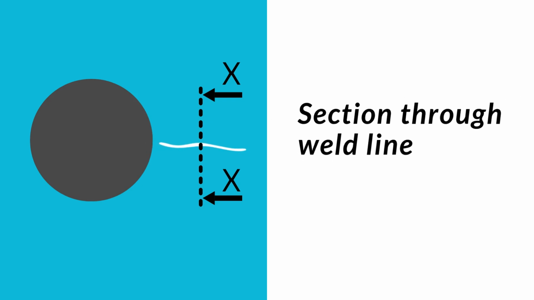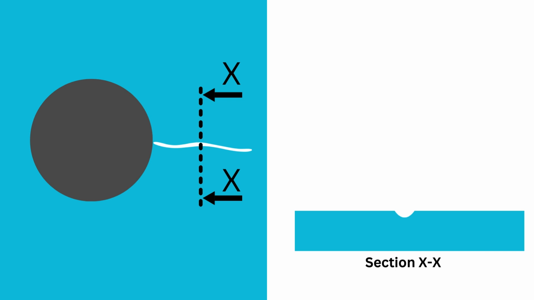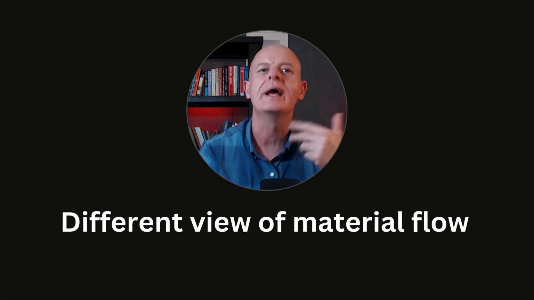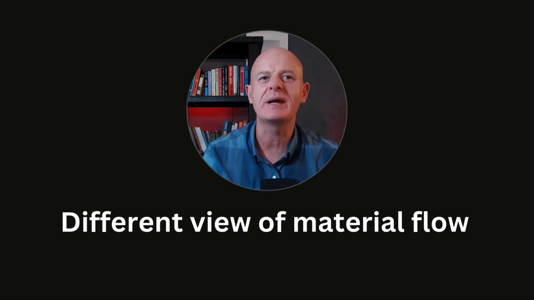Here's a quick section through the weld line. You can see the weld line is really a mini slot. Air and gas will get trapped in this slot. This causes a resistance, preventing the total filling of the slot. Let's look at the flow in a different way. Hopefully this is making a little more sense now.